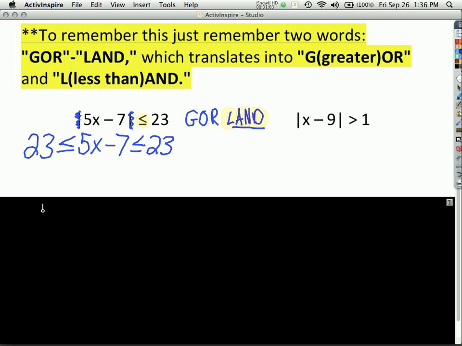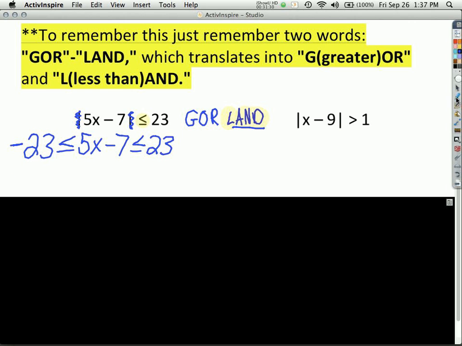How could it be 5x minus 7 is greater than or equal to 23 and less than or equal to 23? That doesn't make any sense. So what adjustment do you think we're going to make? And you saw this last time. Laurel? Yeah, it's going to become negative 23. So you copy the symbol and flip the sign.